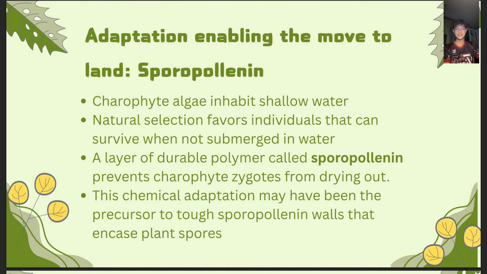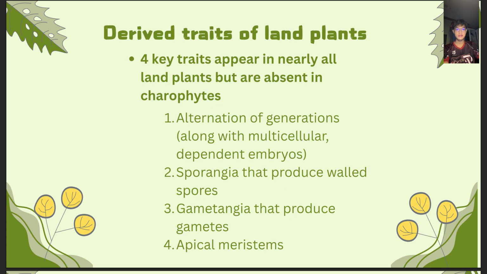While plants share traits with algae, they have four derived traits that are absent in charophytes. These were essential for surviving on land. The first is alternation of generations. The second, sporangia that produce walled spores. Third is gametangia that produce gametes. And fourth is apical meristems, and I'll be exploring these individually in the following slides.